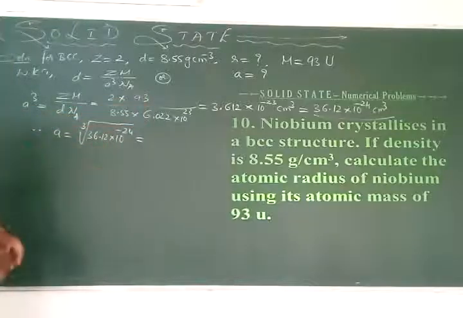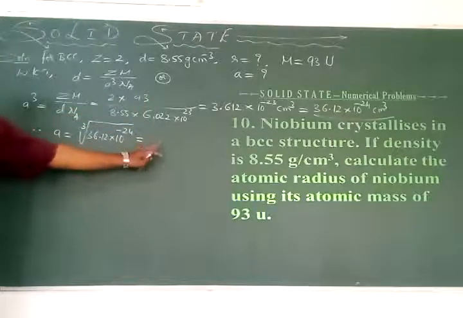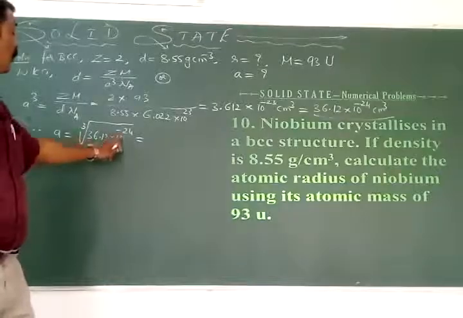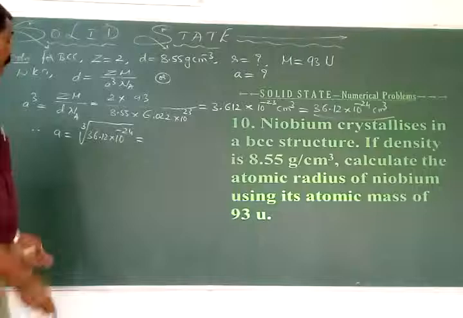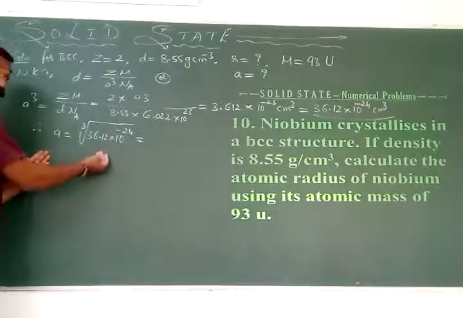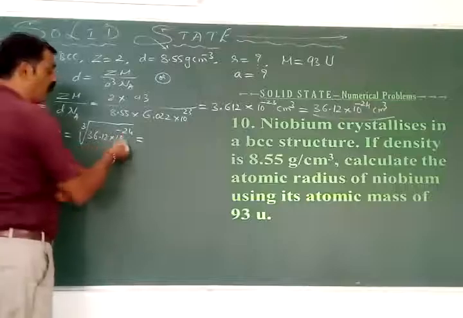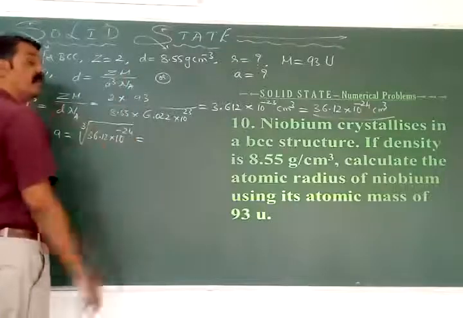So on that basis I will write only that, it is a part of yours to calculate the cube root of 36.12 into 10 to the power of minus 24. What do you have to do? First take the log on both sides, then the log of 36.12 into 10 to the power of minus 24 to the power of 1 by 3.